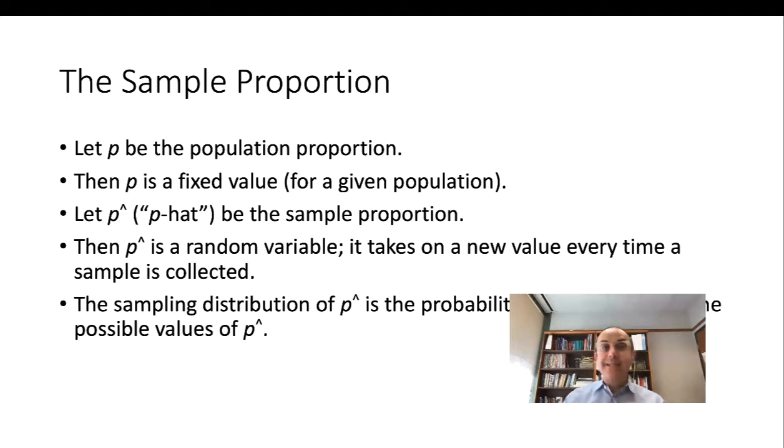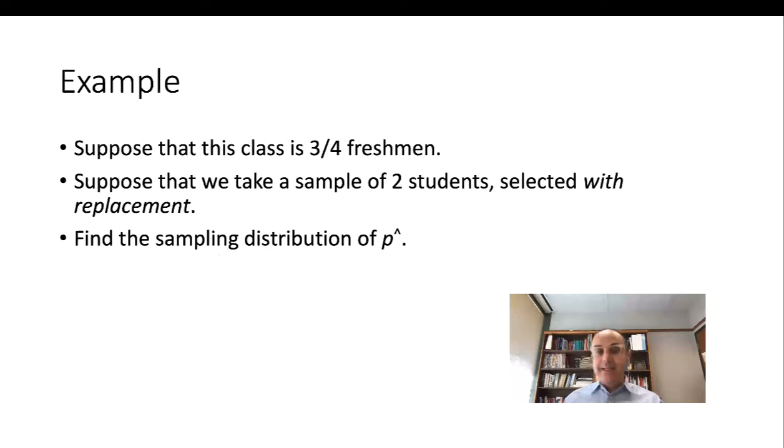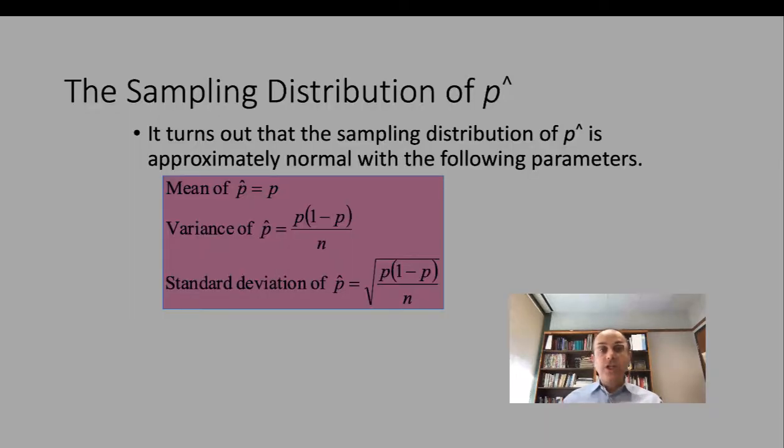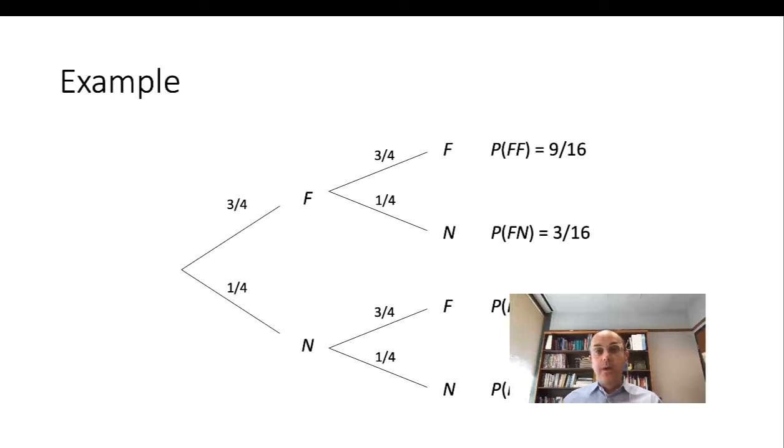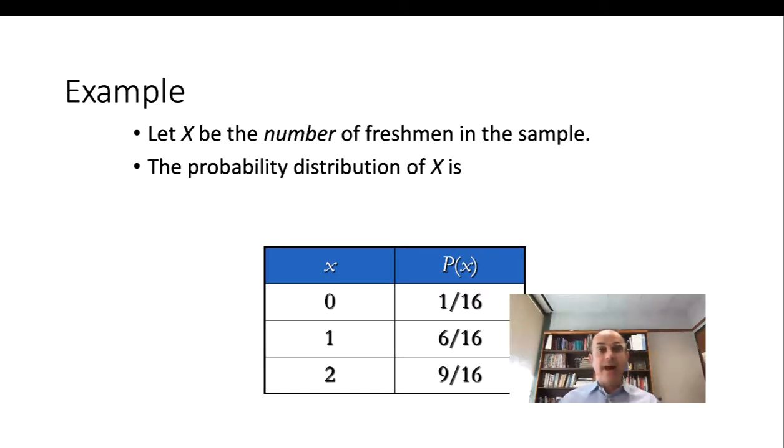The idea is that we let p, the proportion, be a fixed value, and let p hat be the sample proportion. So in this case, this is what we are looking at. Suppose in this class, 3/4 are freshmen. Suppose we take a sample of 2 students to find the proportion. So in this case, this is what we will need to do. Again, this is the outline of what we are doing.